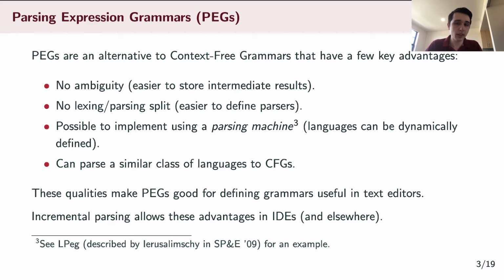PEGs are similarly powerful to context-free grammars, so we don't really lose anything in terms of the number of languages that we can parse. In fact, often we can parse more languages than context-free grammars. These qualities make PEGs good for text editors, but if we want to use a PEG in a text editor, we're going to need an incremental parsing algorithm for the PEG.